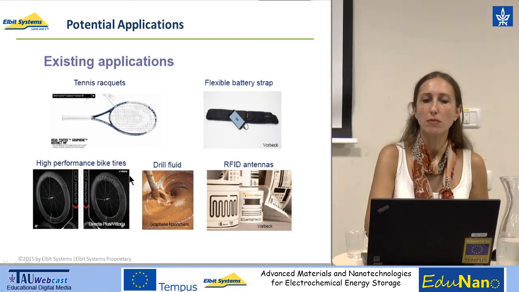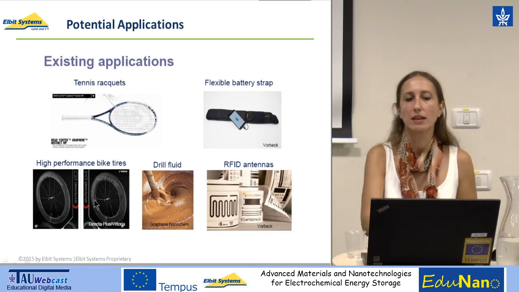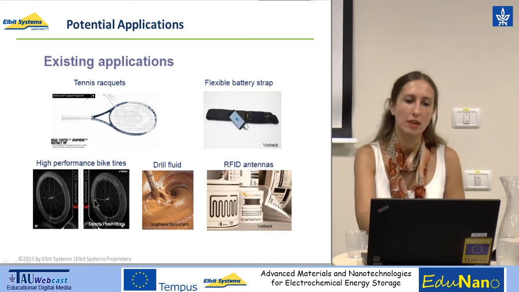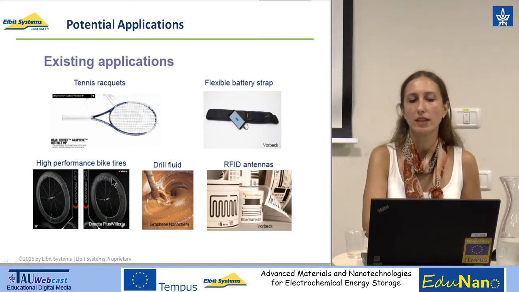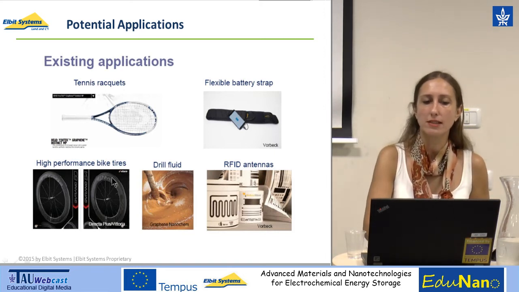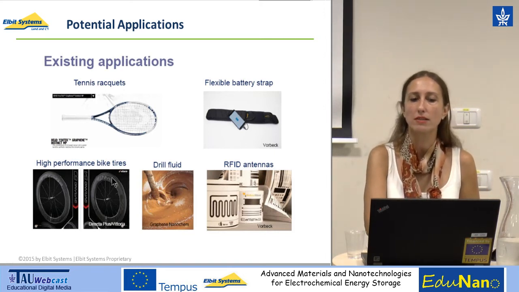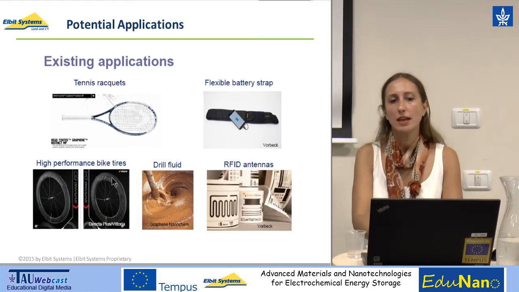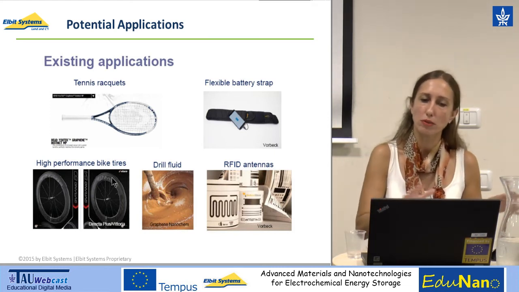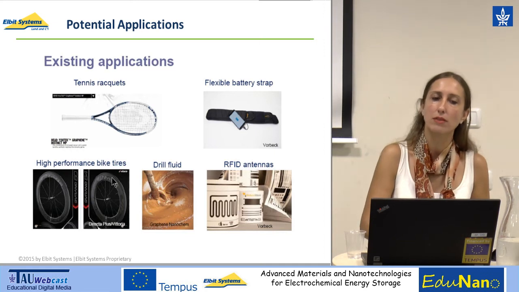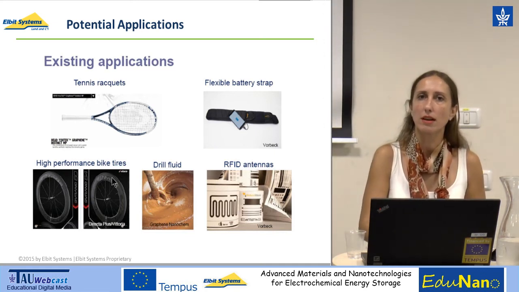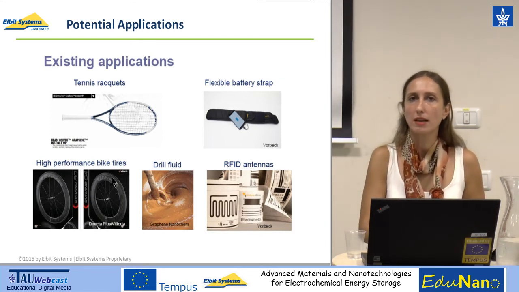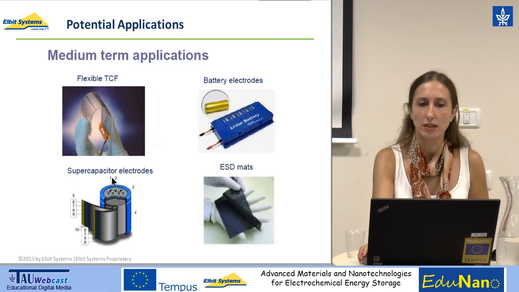It's also high-performing bike tires. This Italian firm, Directa Plus Vittoria, actually presented lately high-performance bike tires that are made of graphene, and of course we are talking about some kind of niche applications up to date, but still there are some graphene-based examples out there in the market, and this is very encouraging.